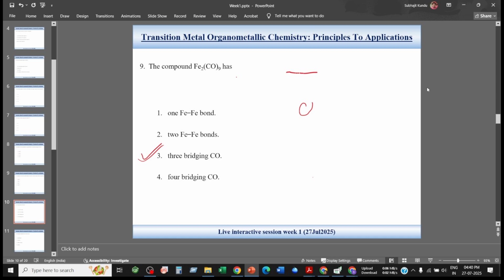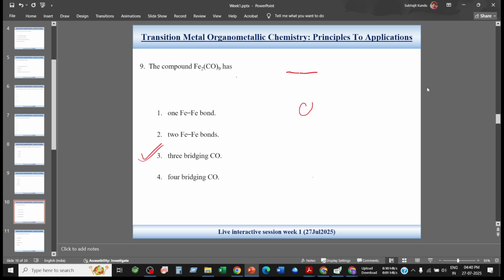So we can use the metal bond formula. You can calculate the metal bonds if the compound obeys the 18 electron rule, otherwise you cannot do it. Here the compound obeys the 18 electron rule and the metal bond will be 1. So one iron-iron bond will be formed.